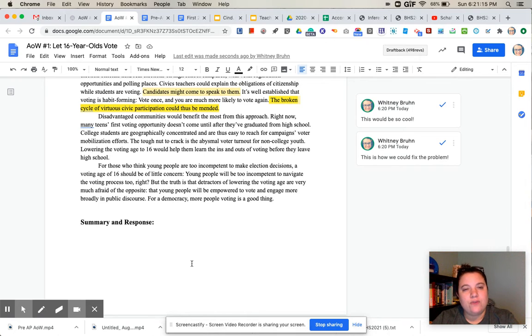For those who think young people are too incompetent to make election decisions, a voting age of 16 should be of little concern. Young people will be too incompetent to navigate the voting process too, right? But the truth is that detractors of lowering the voting age are very much afraid of the opposite, that young people will be empowered to vote and engage more broadly in public discourse. For a democracy, more people voting is a good thing.